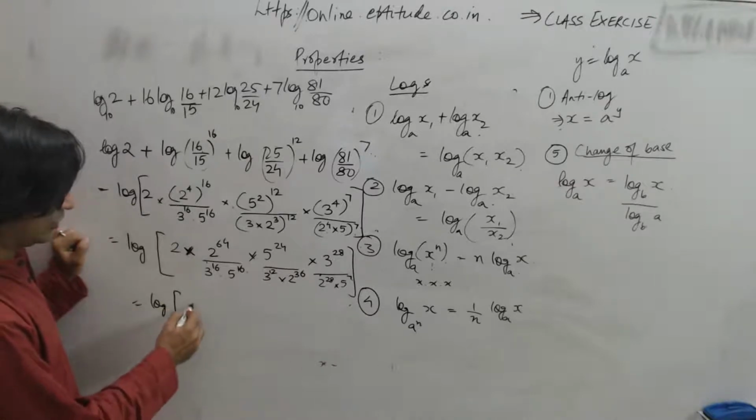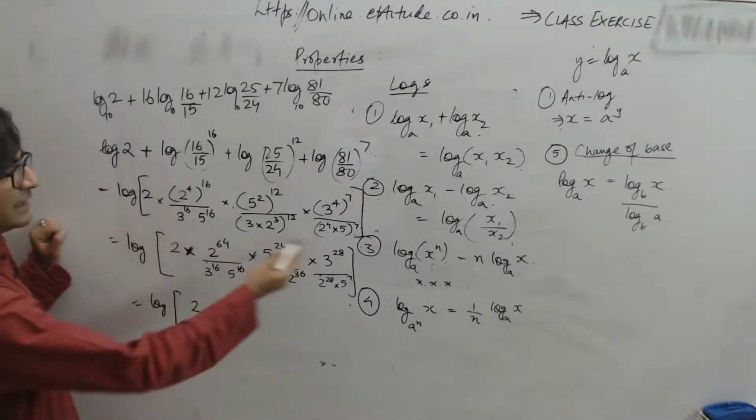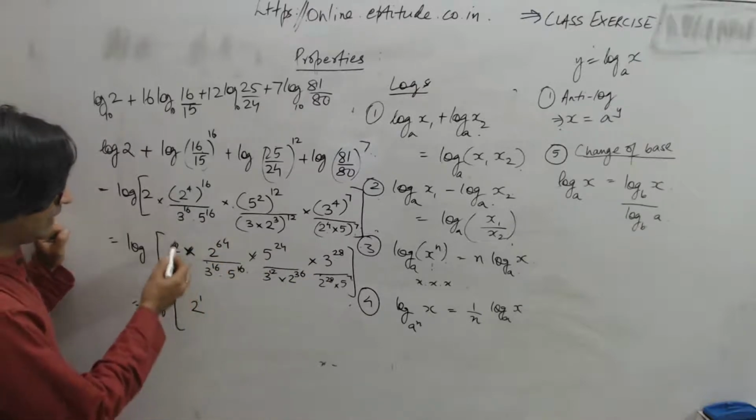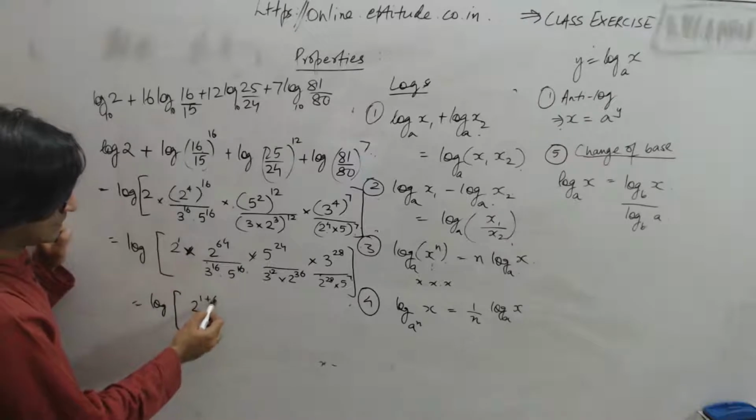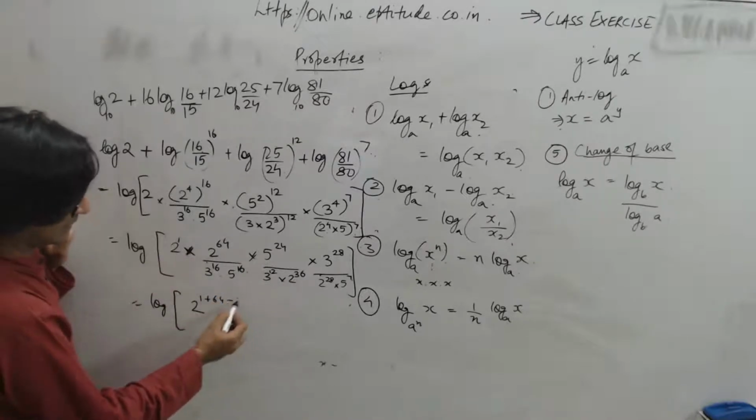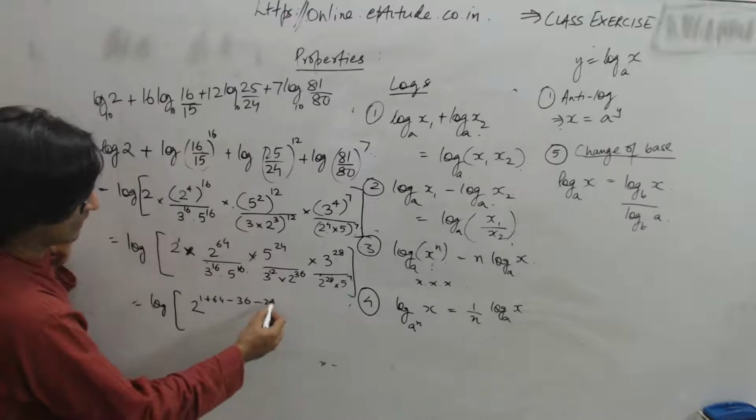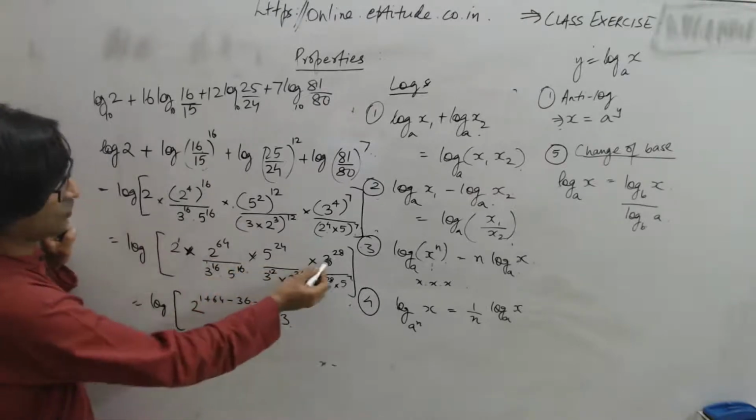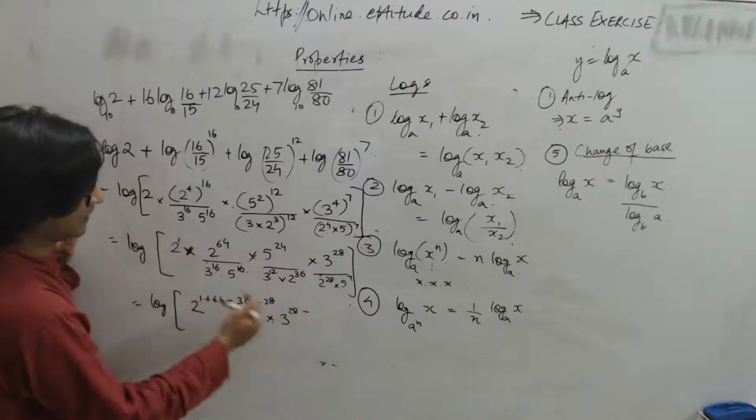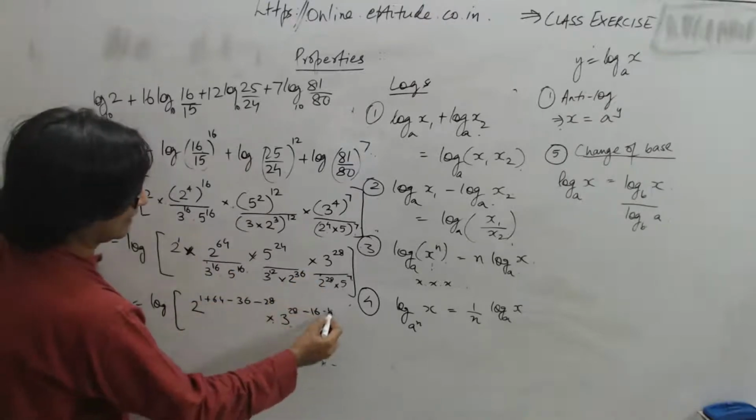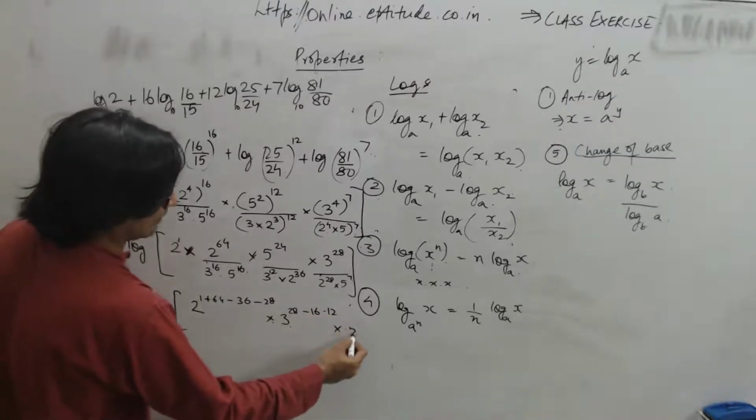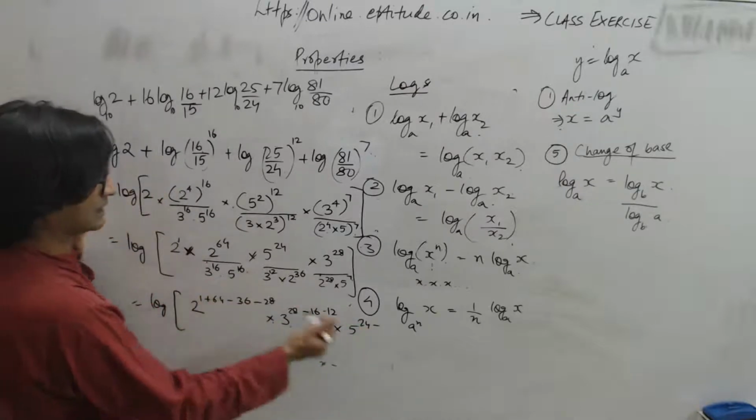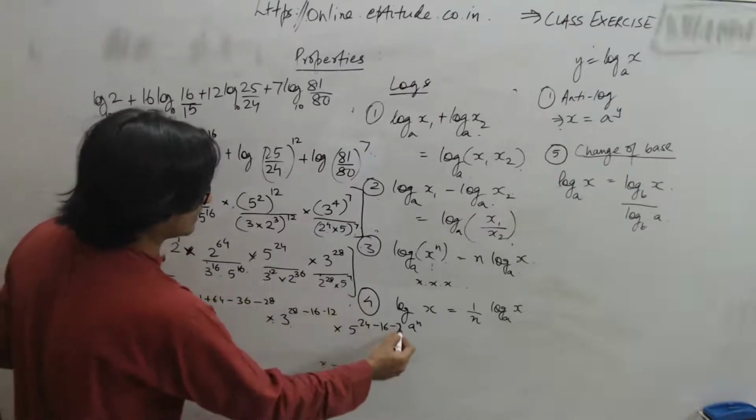So let me combine all the 2's. Wherever the powers are getting multiplied, add the powers. Wherever they're getting divided, subtract. So in the numerator I have 1 plus 64 minus 36 minus 28. Then I have 3 raised to the power 28 minus 16 minus 12, and that's it. And 5 raised to the power 24 minus 16 minus 7.